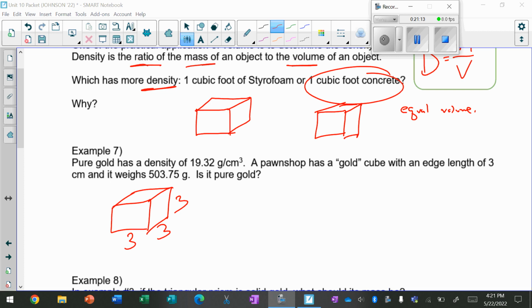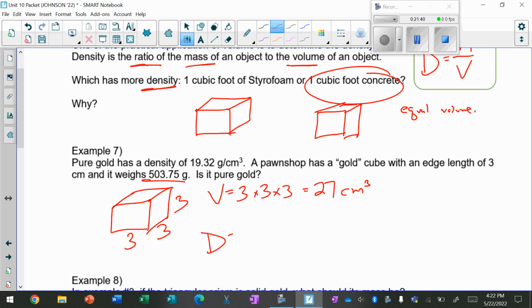So the gold cube is 3 centimeters by 3 centimeters by 3 centimeters and weighs 503.75 grams. Is it pure gold? Well, here's what we know. The volume of this cube is 3 times 3 times 3. That's 27 cubic centimeters. It has a weight, or it has a mass, of 503.75.